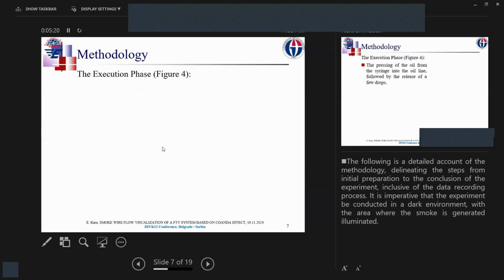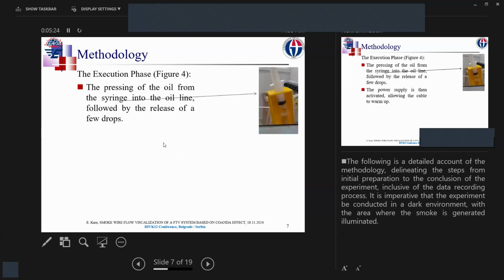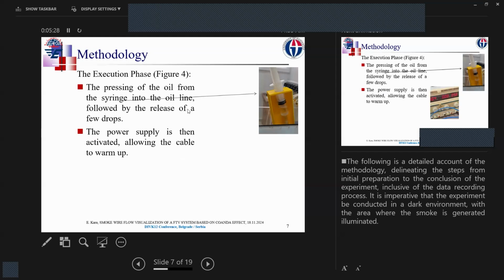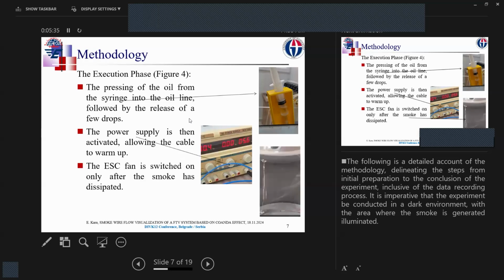And the methodology starts with the pressing of the oil from the syringe to the oil line, followed by the release of a few drops. The power supply is then activated along the cable to warm up, and EDF1 is switched on only after the smoke dissipated. Here, smoke starts. Then when it is dissipated, we say it is now ready to open the system.